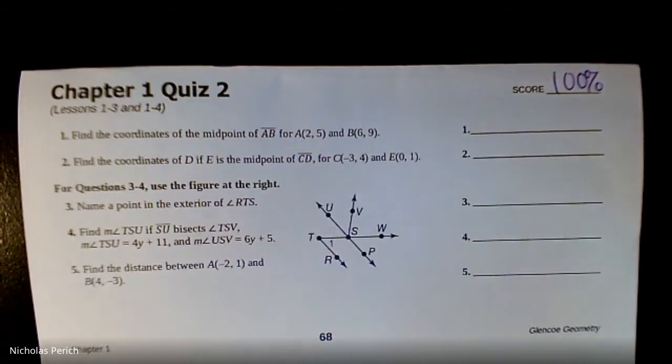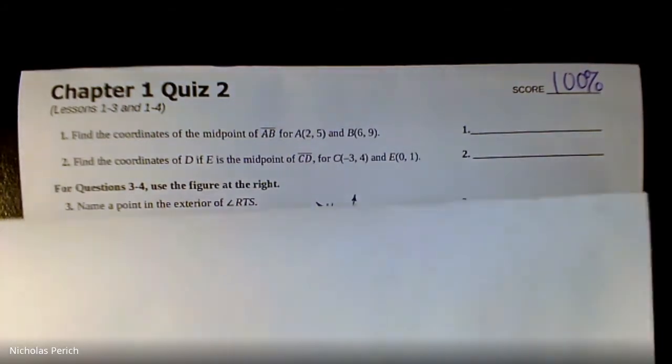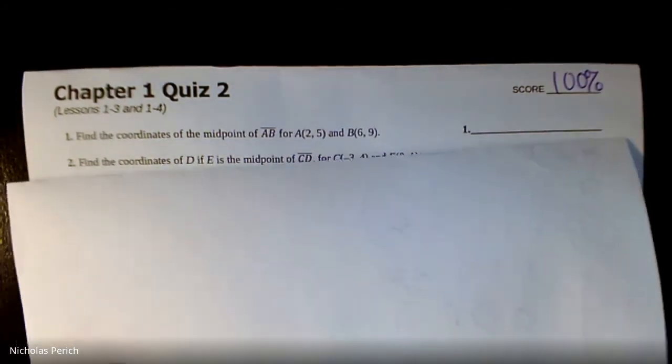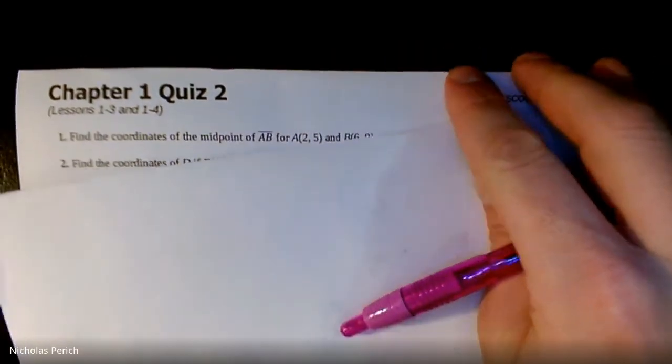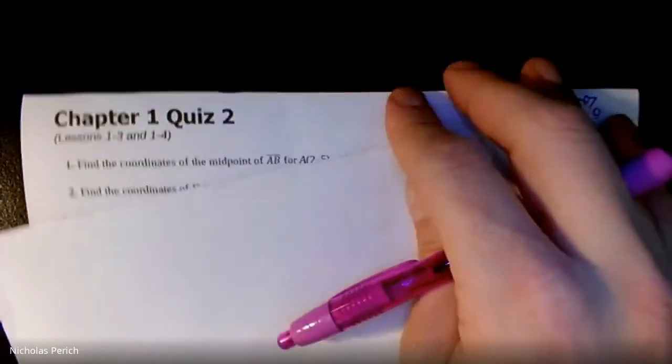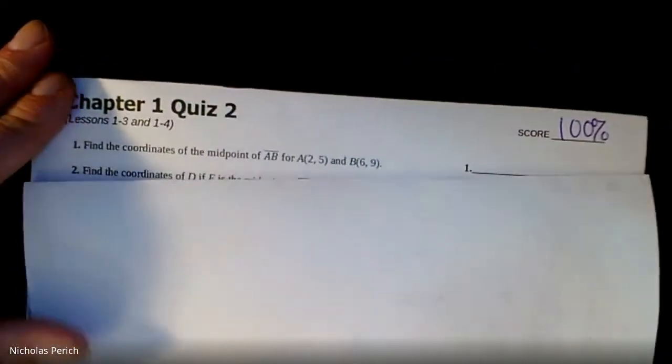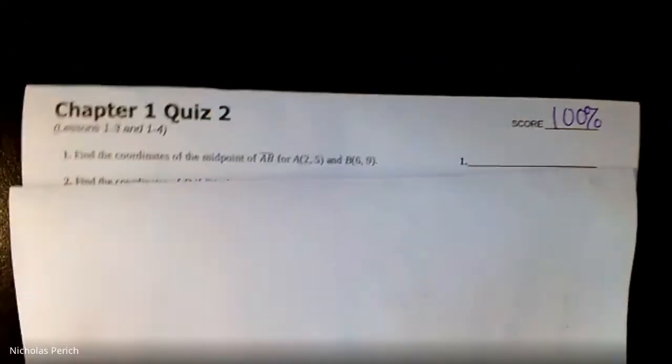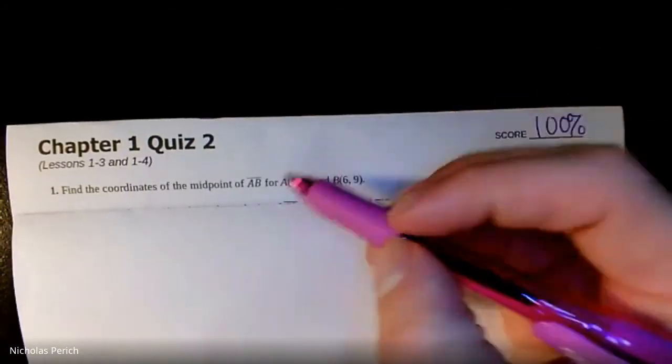Problem 1. Find the coordinates of the midpoint of A, B, if A is that and B is that. The midpoint formula is literally the average. You don't really need to go crazy finding or writing down the formula if you use mostly common sense more than anything. But we're going to use the formula because why not?